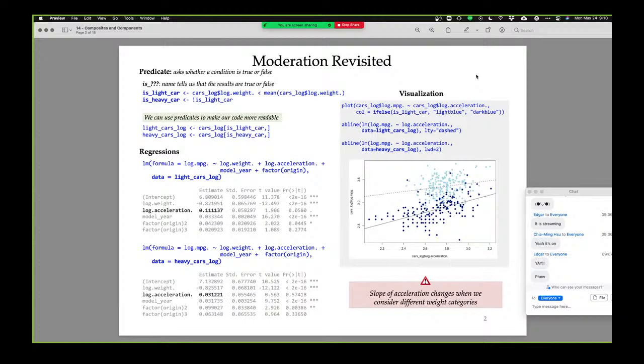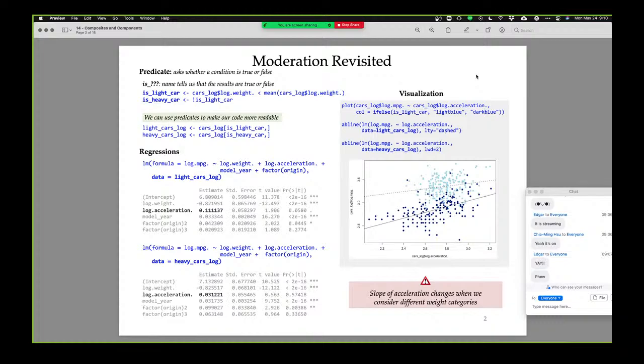The question asked in your homework assignment was about how acceleration affects the fuel efficiency of cars. The acceleration ability of cars affects their fuel efficiency for different weight categories. I asked you to look at light cars and heavy cars, and essentially we looked at cars that were above the mean and below the mean in terms of their weight. I looked at how this relationship between acceleration and miles per gallon potentially changes between those two weight categories.